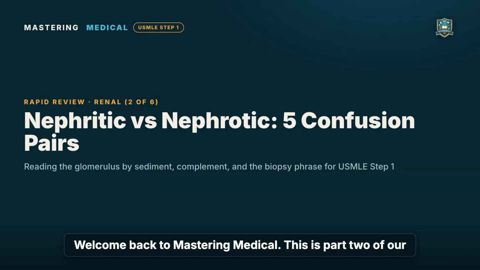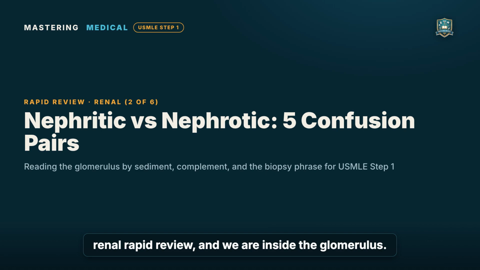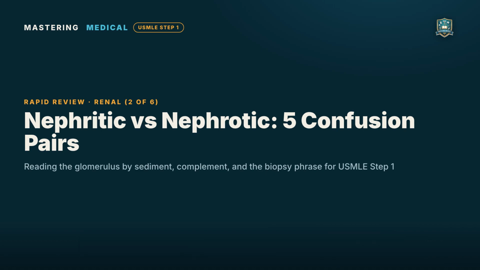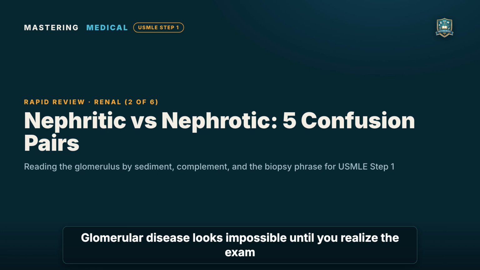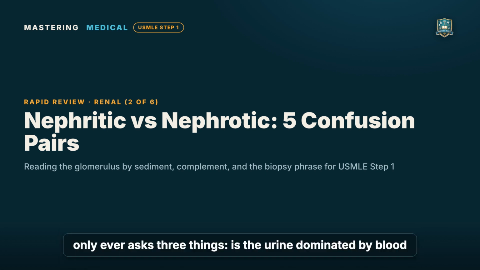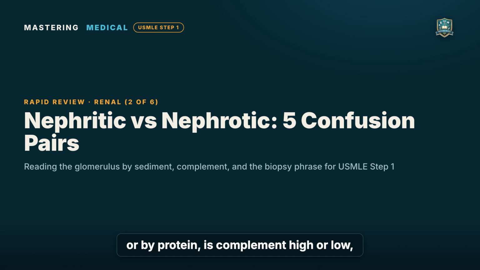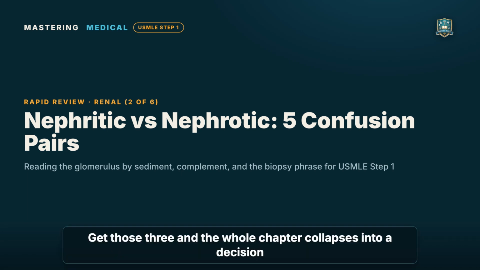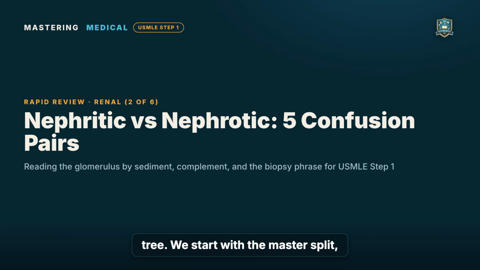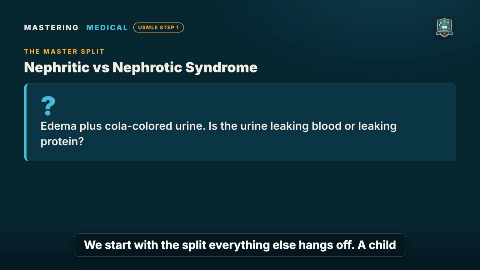This is part 2 of our renal rapid review, and we are inside the glomerulus. Glomerular disease looks impossible until you realize the exam only ever asks 3 things. Is the urine dominated by blood or by protein? Is complement high or low? And what does the biopsy phrase mean? Get those 3 and the whole chapter collapses into a decision tree. We start with the master split, then work through the classic pairs. Let's go.